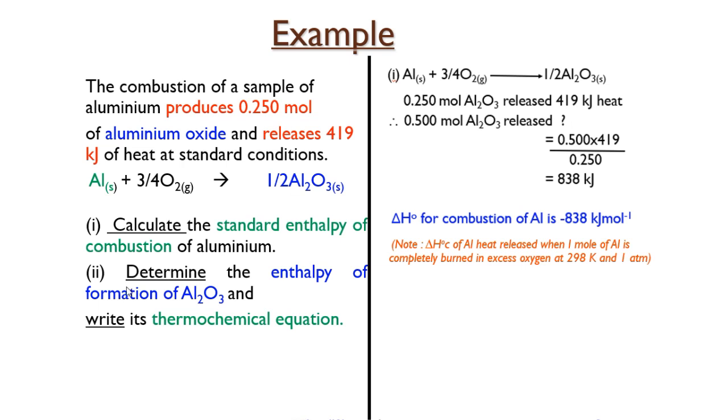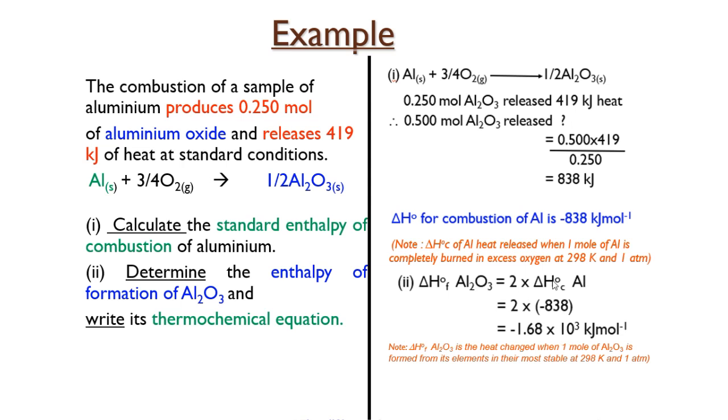Okay, second question, determine the enthalpy of formation of aluminium oxide and write its thermochemical equation. Over here it is referred to formation of aluminium oxide, meaning that you have to make sure that the number of mole for aluminium oxide is 1 mole. So actually very simple because half mole equals 838. If you want to change it to 1 mole, just times 2. Okay, let's check the answer. Yes, you just times 2.